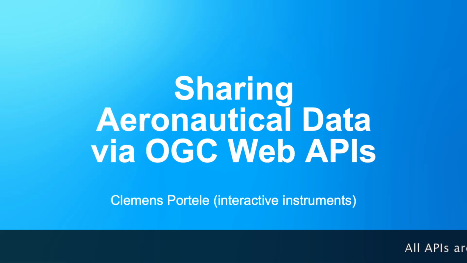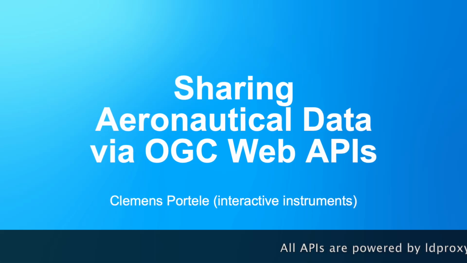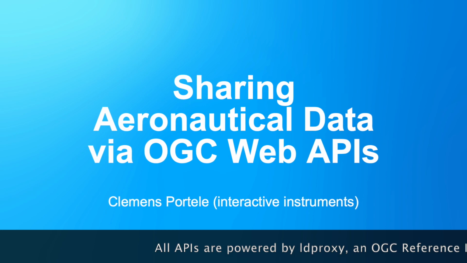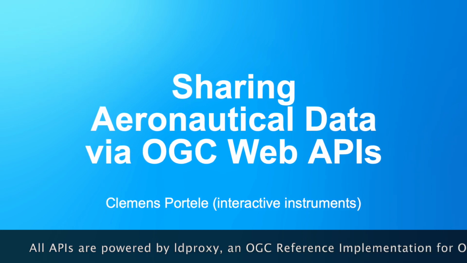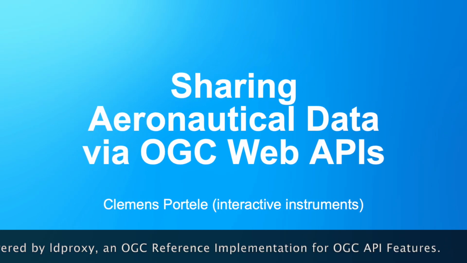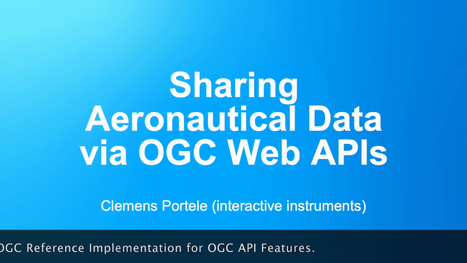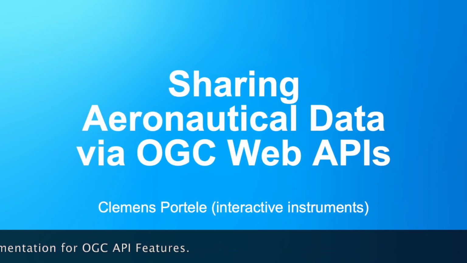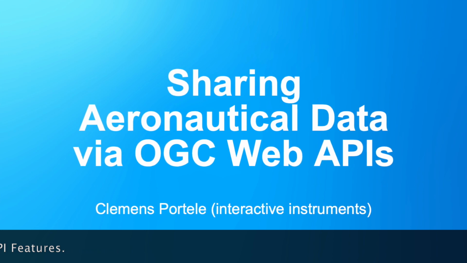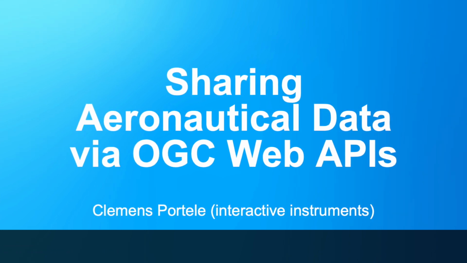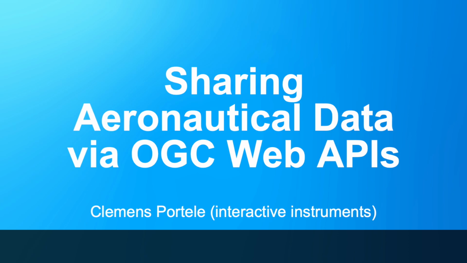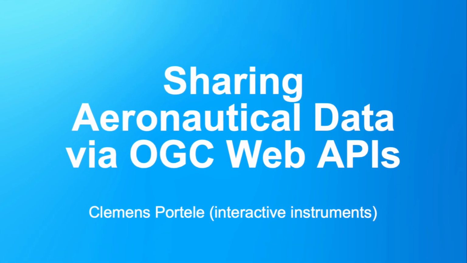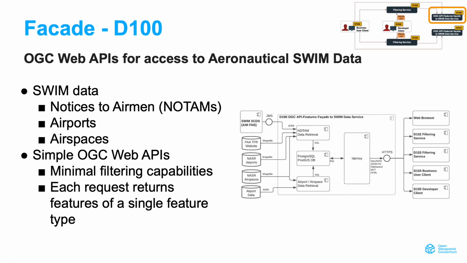In Testbed 18, interactive instruments investigated how to share aeronautical data via APIs implementing OGC API standards. We looked at two different types of APIs. The first type focuses on providing direct access to the data, the second on filtering the data so that users of the API can fetch only the data that they need for their data analysis or processes. Let's start with the first type, the data API.